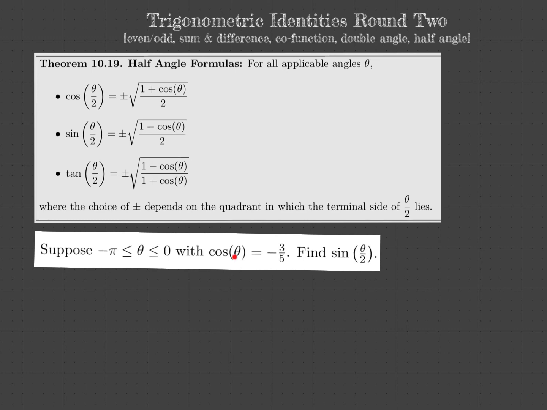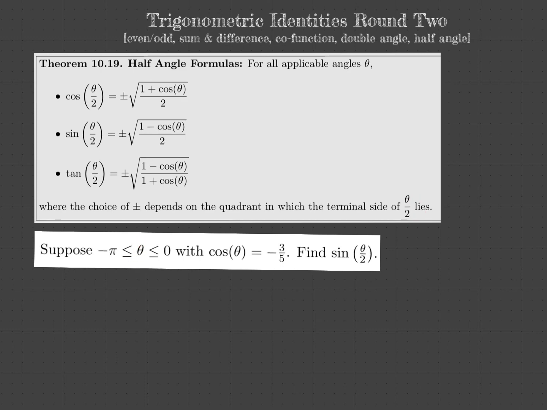Now we're told that the cosine of theta is negative 3/5. We want to find the sine of theta over 2. So we are going to use our half angle formula for sine of theta over 2. And we can see that in this formula, we only need the information about the cosine of theta, which we have. However, we do need to decide, is it positive or negative? The choice of whether it's positive or negative depends on the quadrant in which the terminal side of theta over 2 lies.